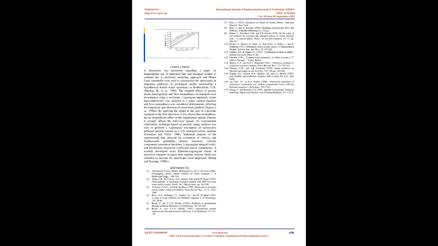The coupled effects of porous media heterogeneity and flow unsteadiness on transport were investigated using a stochastic Lagrangian approach, where log conductivity was modeled as a space random function and flow unsteadiness was considered deterministic, affecting the magnitude and direction of mean head gradient, Dagan et al., 1996a.